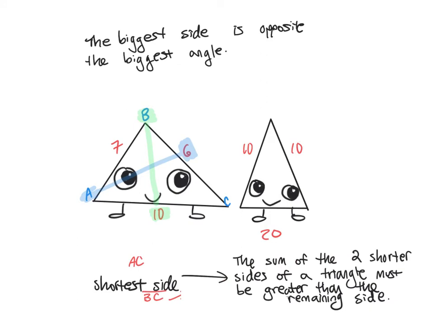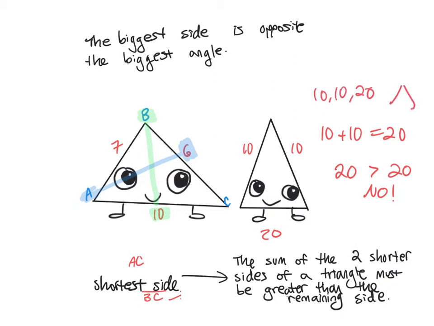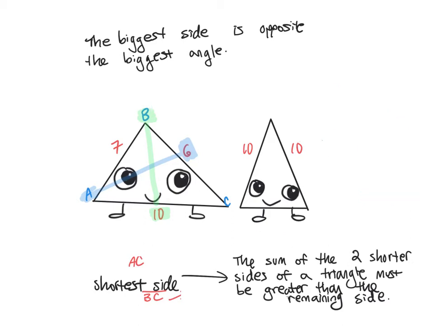The sum of the two shorter sides of a triangle must be greater than the remaining side. So in this case, our two shorter sides are supposed to be 10. 10 plus 10 is 20. And you know what? 20 is not greater than 20. That's not true. So 10, 10, and 20 could not be the side lengths of a triangle. Nope. Let's choose a more reasonable number. How about 12? That should work. 10 plus 10 is 20, and 12 is less than 20, so that would work.